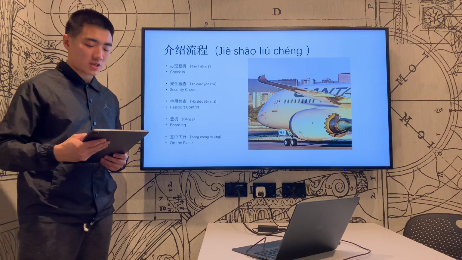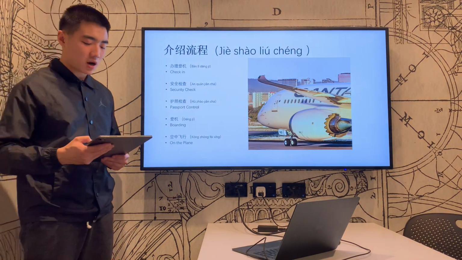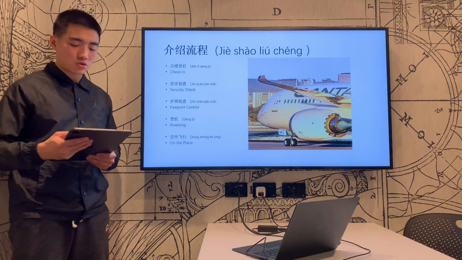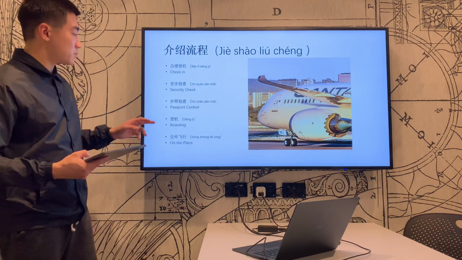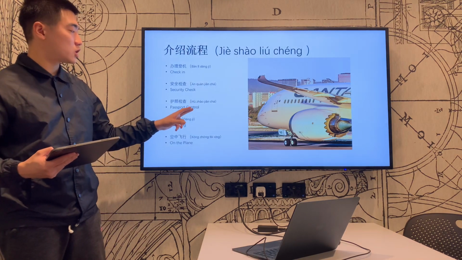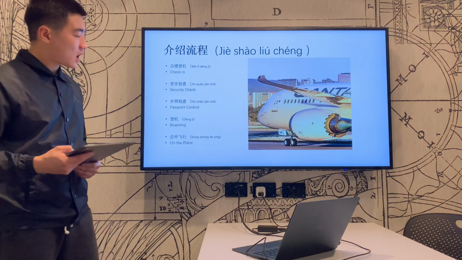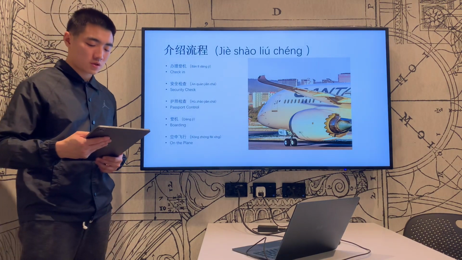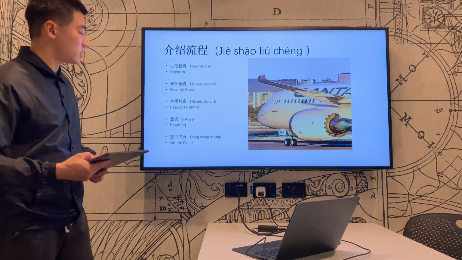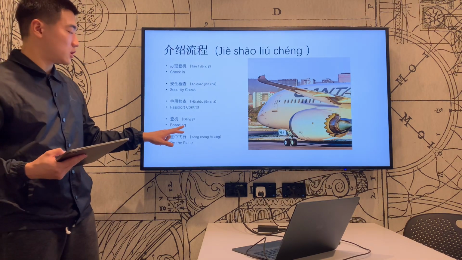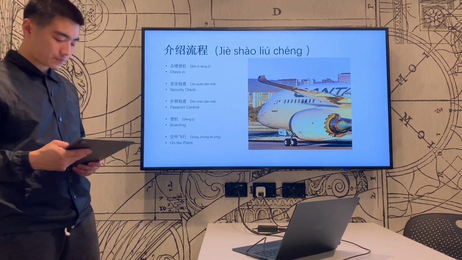If our flight is an international flight, the security check should be followed by a passport check. This step is to process the departure record. The English of this step is passport control. In Chinese is 护照检查. After the first three steps, we can prepare to board the plane. This action is boarding in English. Translate into Chinese is 登机.